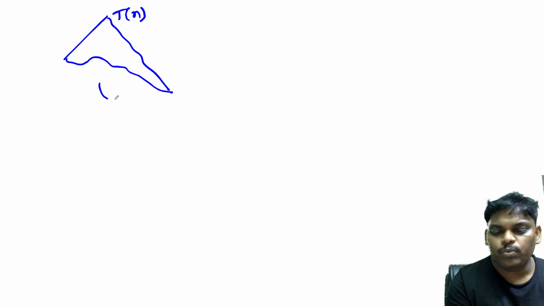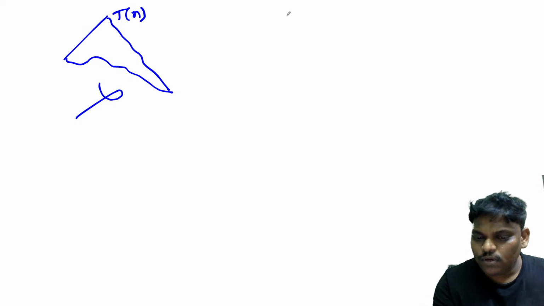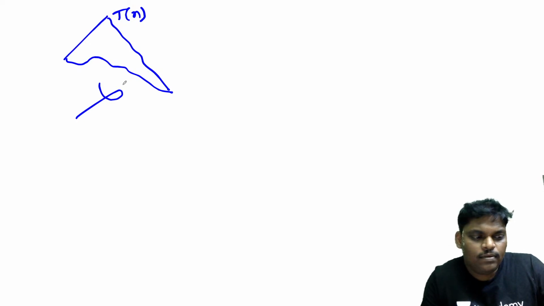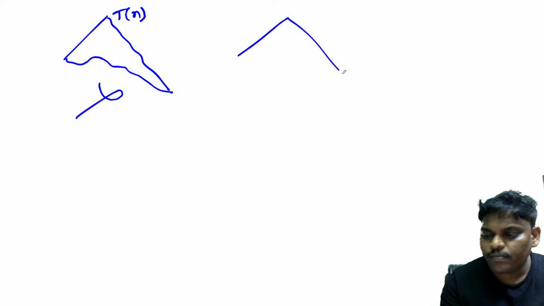It is the Tn. The actual calculation is not possible, so I have to find an upper bound or a lower bound. Whenever the diagram is zigzag, no one can find the correct value. Zigzag diagrams are really not possible to calculate. So to make it easy, what will people do?